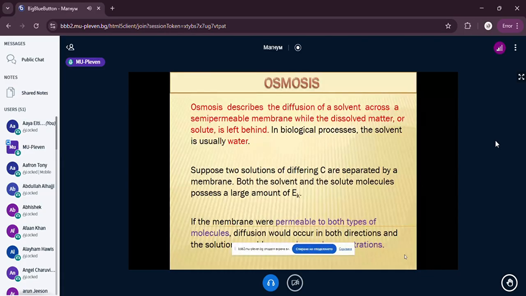So, in case of osmosis, solvent molecules are transferred, and in case of osmosis, there must be a semi-permeable membrane. And just two types of molecules. One type of molecule is that of solvent. Another type of molecule is that of solute. So these are the differences and the similarities.